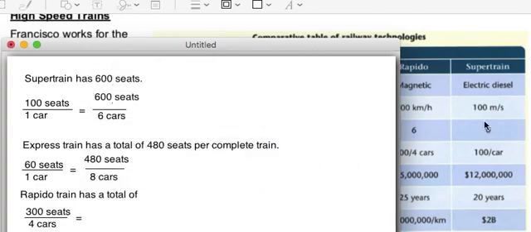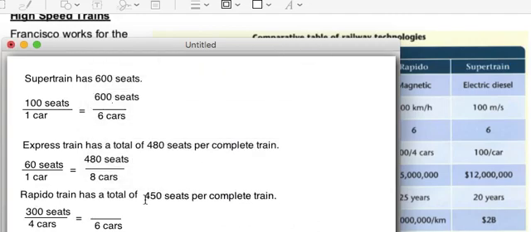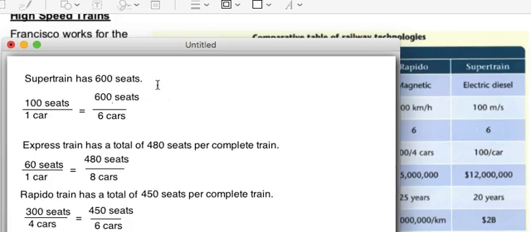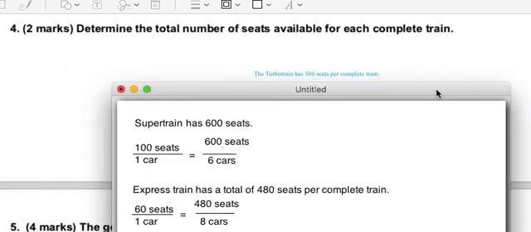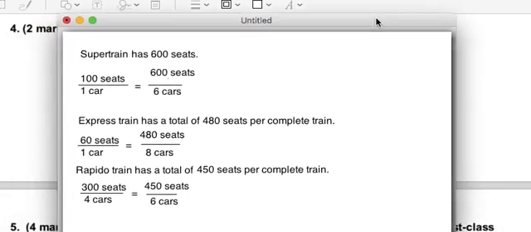Because again, I see here in the question that there's 6 cars in a Rapido train. And if you have that all lined up, you say to yourself, okay, 6 times 300 divided by 4 will give you 450, I think. You can make sure, yeah, 6 times 300 is 1,800. 1,800 divided by 4 gives you 450 seats per complete train. Actually, let me just write in 450 seats there as well so you can see what I'm thinking. That's your missing amount. So, as part of my answer, the turbo train is 500 seats per complete train, super train has 600 seats per complete train, express has 480, and the Rapido has 450. I'm sure you guys could do that question way faster than me.